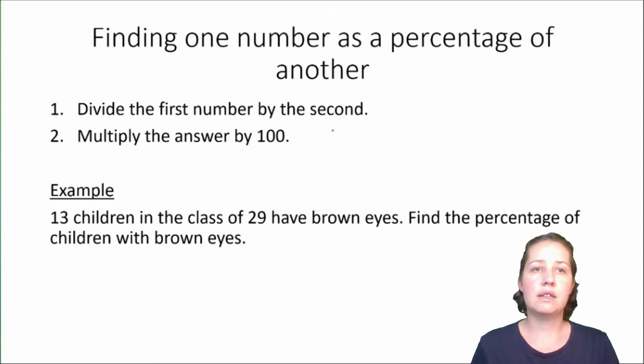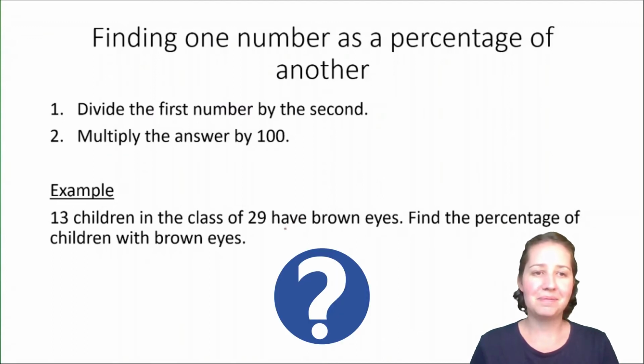Okay, so the first thing we're going to look at then is how you find one number as a percentage of another. In this instance, you are dividing the first number by the second before multiplying your answer by 100. So let's take a look at an example. We have 13 children in the class of 29 that have brown eyes. You need to find the percentage of children with brown eyes. Pause now.